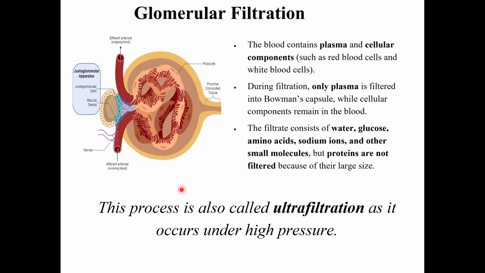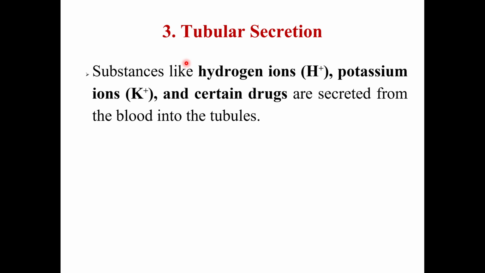Now let's talk about the third step, that is tubular secretion. Tubular secretion is the final step in urine formation. Some substances that were not removed during filtration need to be actively secreted into the tubules for excretion. Substances like hydrogen ions, potassium ions, and certain drugs are secreted from the blood into the tubules, and this helps in maintaining the pH balance and electrolyte balance in the body. So this was about the 3 steps of urine formation.